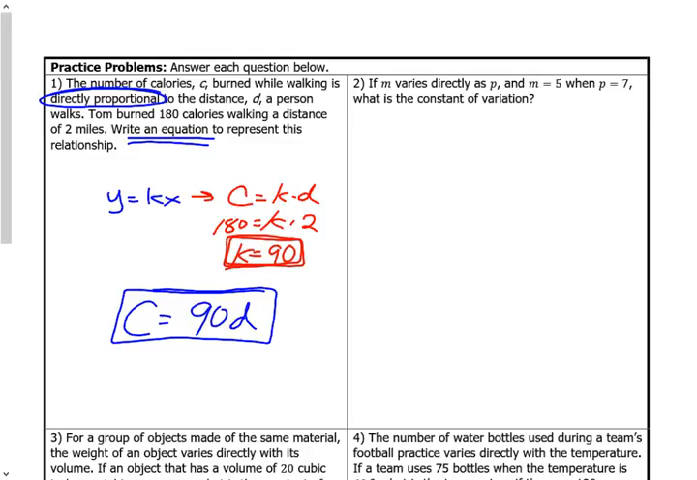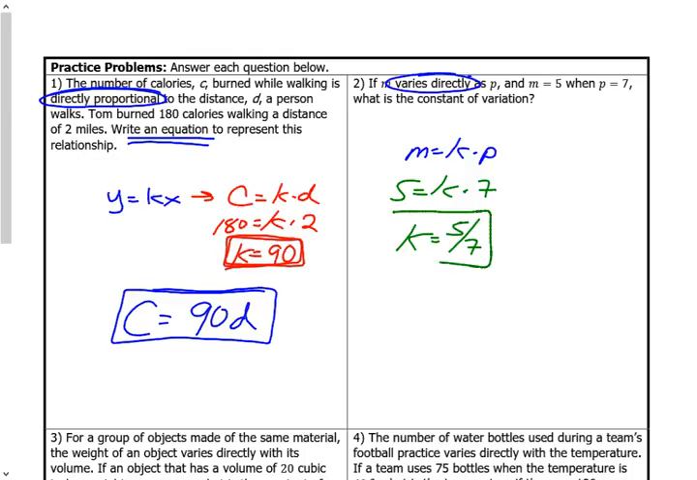Now, in number 2, they ask for the same thing. They do say varies directly. So they tell me that m varies directly with p. Let's plug in what we know. And when I solve, the constant of variation is 5 over 7, which in this case is all we're asking for, k. If I wanted to write the equation, it'd be m equals 5 over 7p.